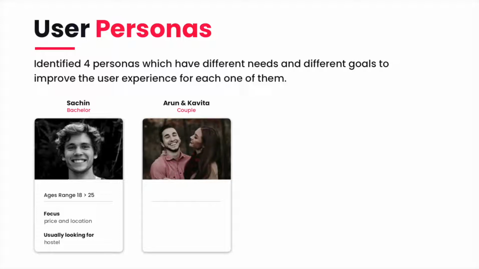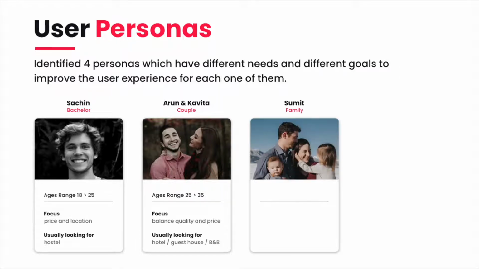My second persona is a couple. Their names are Arun and Kavita and I define their age range as 25 to 35. Arun focuses on balance of quality and price and usually they stay in guest houses and B&Bs. My third persona is a family. His name is Ramesh and I define his age range as 30 to 45. Ramesh is with his wife and children and his focus is on facilities and quality. He needs an expensive room where he can get quality and facilities. Usually he stays in a hotel or apartment.